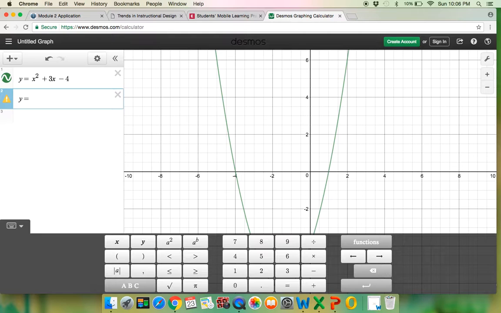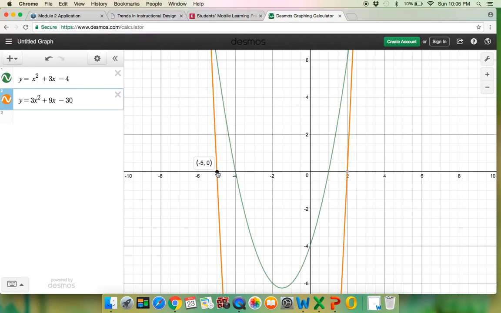y equals 3x squared plus 9x minus 30. So the second graph is denoted by the orange line. So again, remember the x-intercepts are the solutions or the zeros of the quadratic equation. So in this case, it's -5 and +2.